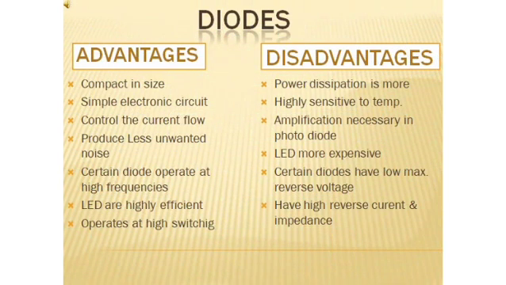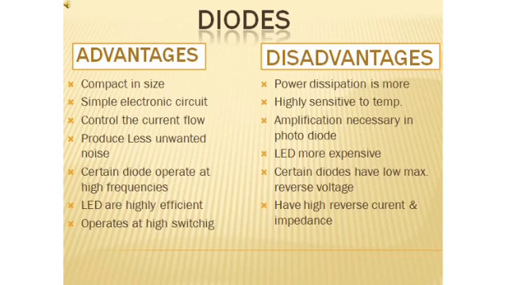Let's move on. What do you think can be the advantages of a diode? They are compact in size and they have simple electronic circuits. They help in controlling current flow and produce less unwanted noise. Certain diodes like the Schottky diode can operate at high frequency. LEDs are highly efficient compared to other diodes and operate at high switching speed.